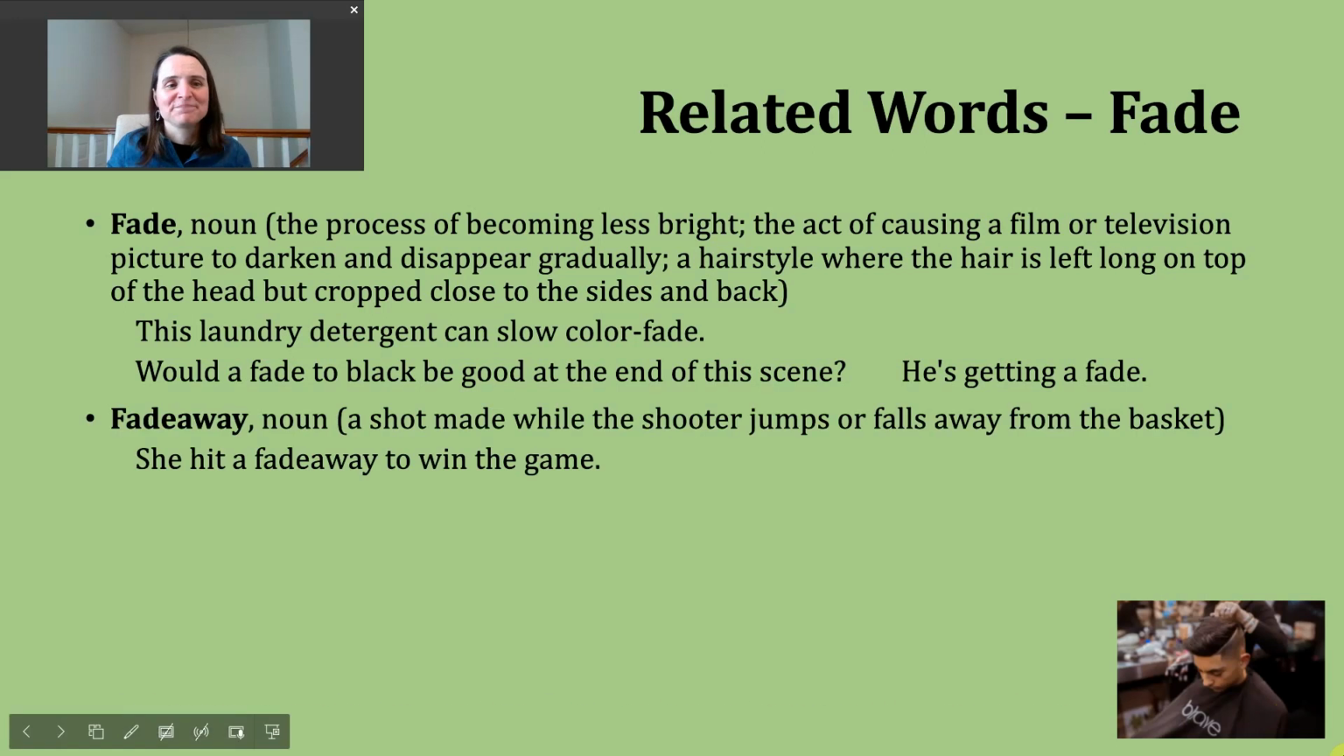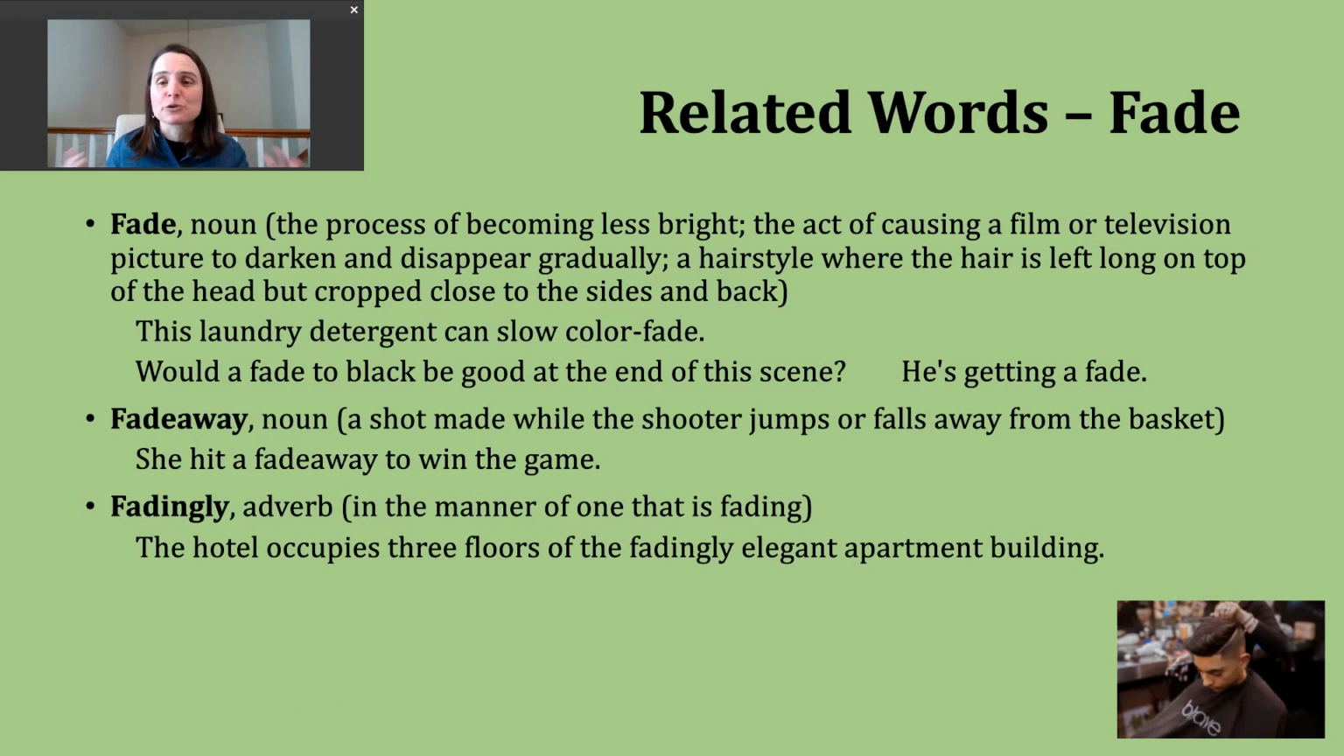Another noun you might encounter, particularly if you're a sports fan, a basketball fan, is fade away. This is a type of shot that is made when somebody goes up and they're kind of jumping or falling back or away from the basket. An example of this. She hit a fadeaway to win the game. So again, more common to hear if you're watching sportscasters watching basketball on TV.